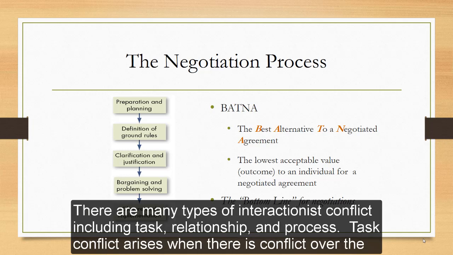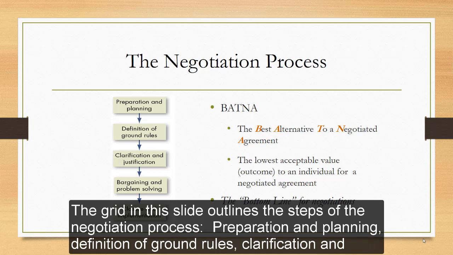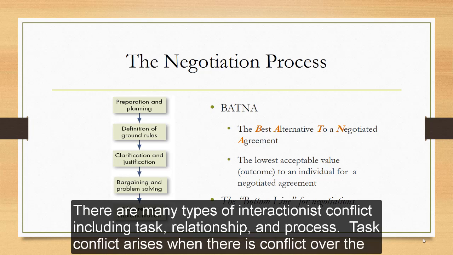You should determine the positions of both yourself and the other party in terms of BATNA, the best alternative to a negotiated agreement. Basically, a BATNA is your walk-away point. It's the bottom line for negotiations, the lowest acceptable value to an individual for a negotiated agreement. Now, this certainly isn't where you want to start, but you've got to know where you're willing to walk away, and you've got to have a sense of where the other party is going to walk away.